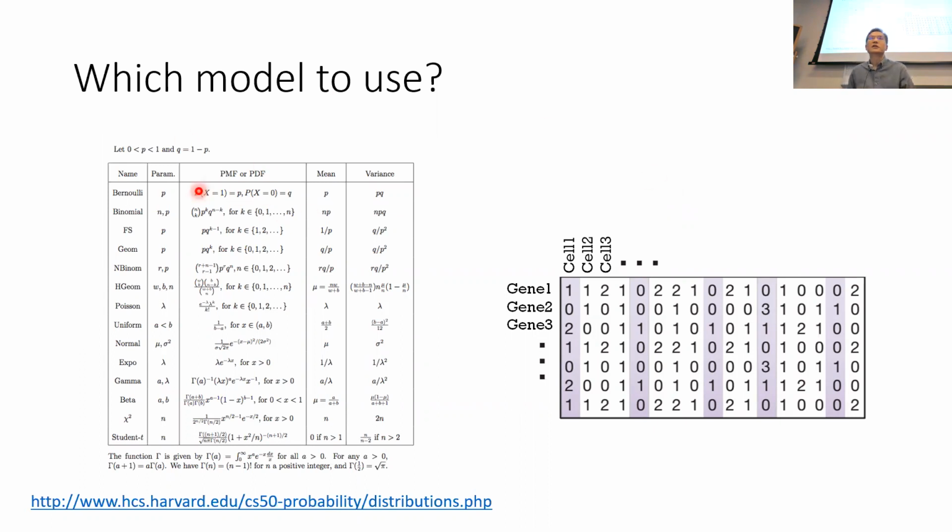And from the statistics textbook, you have multiple distributions. They have been studied before, we know their properties, and you can choose from them.